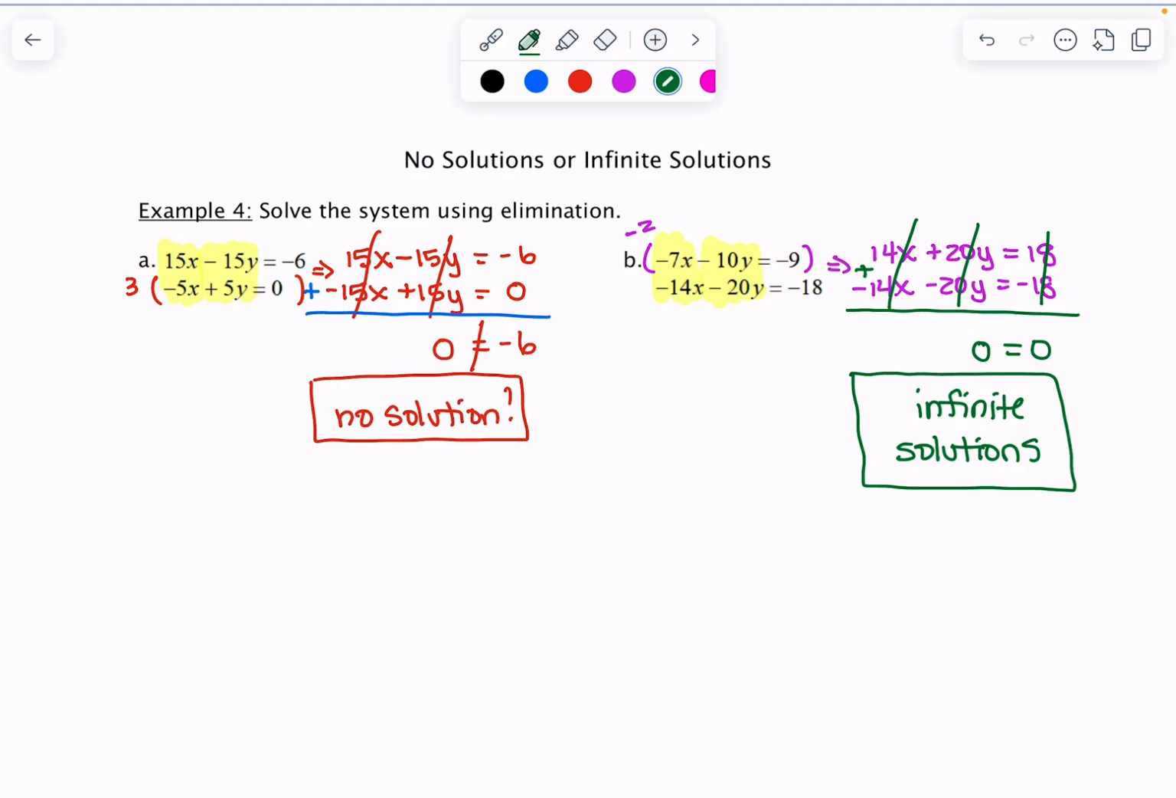So as you do your practice, keep in mind what you want to multiply by, try and predict what would cancel out, and if you need help, you know where to go. Good luck.